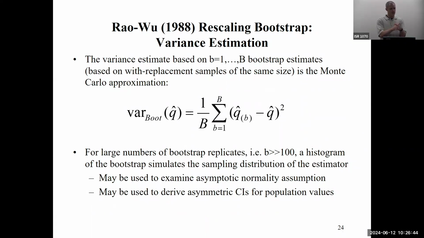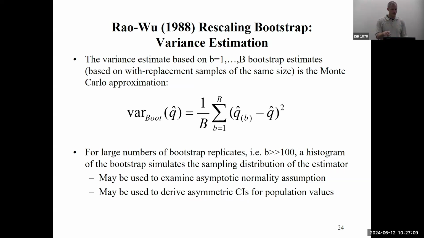Okay. So if you had a simple random sample of 100 cases, you would take a with-replacement sample from the observed data of the same size, 100 cases, calculate your estimate based on those 100 cases in your with-replacement sample, save that point estimate, and then do the same thing again, and again, and again, for hundreds, even thousands of bootstrap sample replicates.